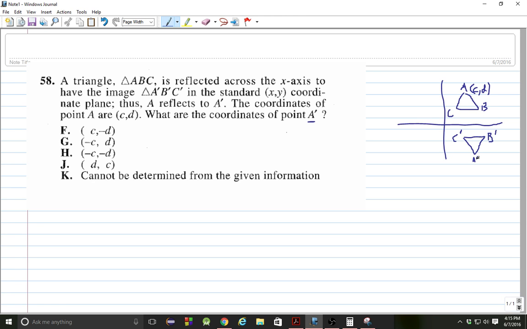Well, if we reflect it across the x-axis, then the x coordinate would still be c, right? So we'd still get c, but we'd get a negative d because we flipped it over and the y coordinate becomes negative. So c, negative d, it should be F.